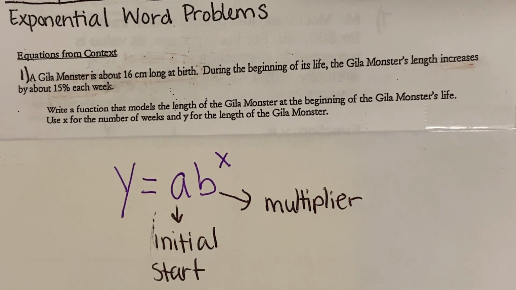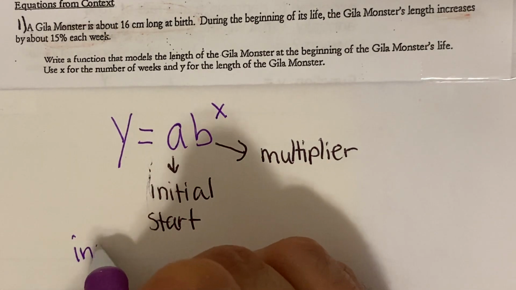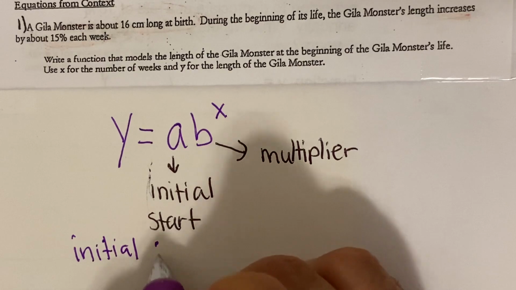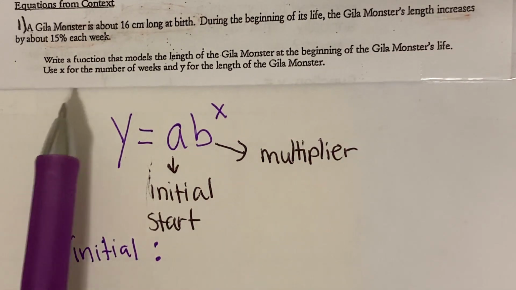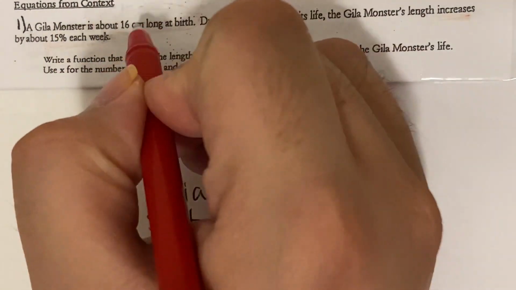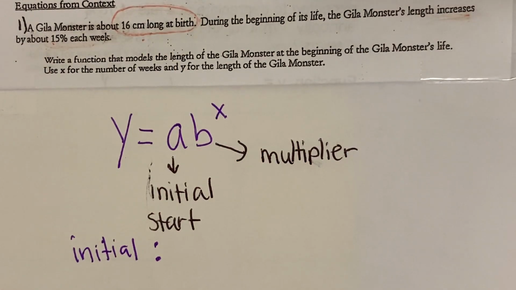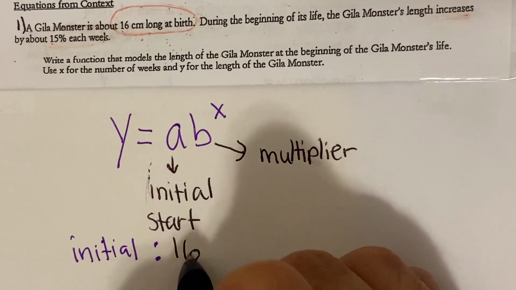Okay, so the first one says, a Gila monster is about 16 centimeters long at birth. During the beginning of its life, the Gila monster's length increases by about 15% each week. So first, we are going to find out the initial. Our initial value, according to this word problem, is 16 centimeters long at birth. So at the beginning, the Gila monster is 16 centimeters long at birth. All right, so that's our initial value.